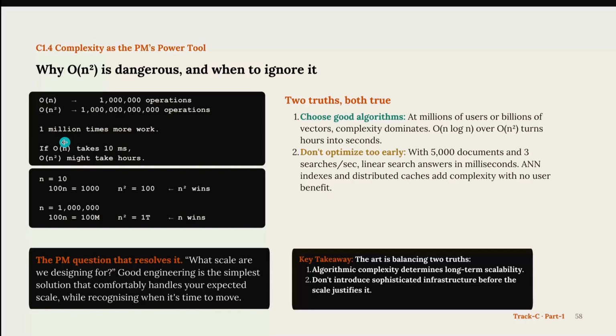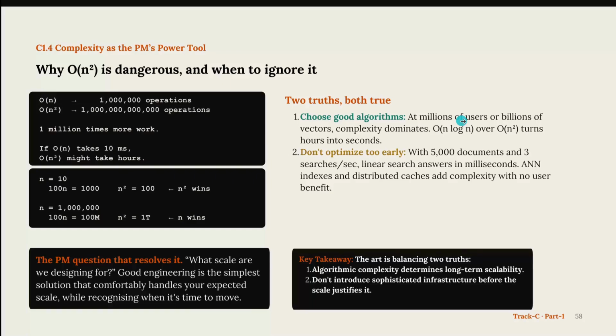The PM question that we need to resolve is, what scale are we designing for? Good engineering is the simplest solution that comfortably handles your expected scale while recognizing when it's time to move away. There are two truths, both of which are true. One is choosing the good algorithm. At millions of users or billions of vectors, complexity dominates. Order of n log n versus order of n square turns hours into seconds.